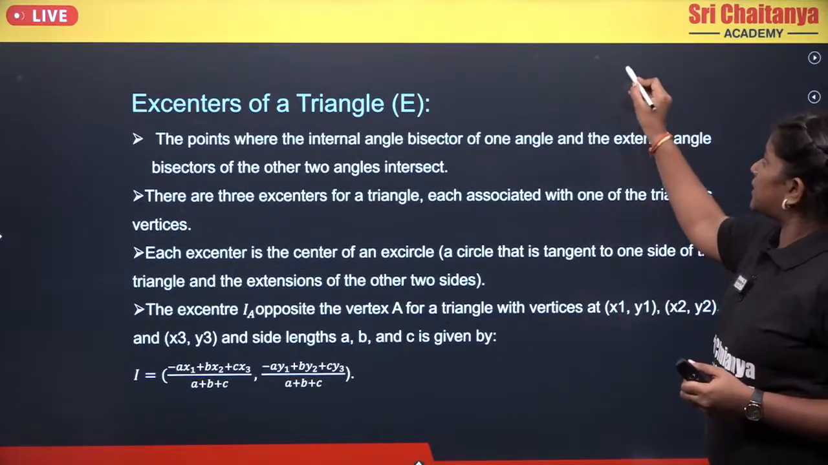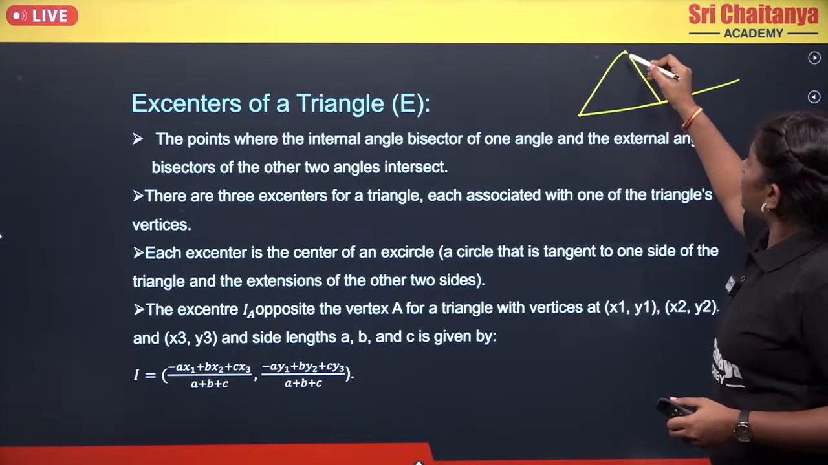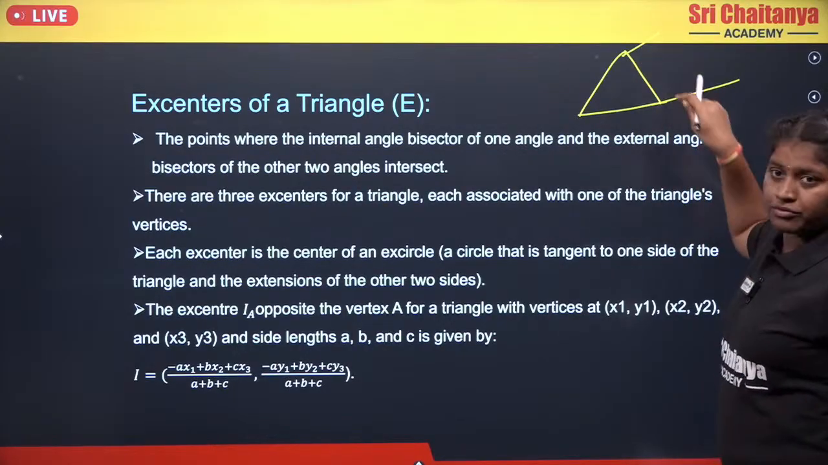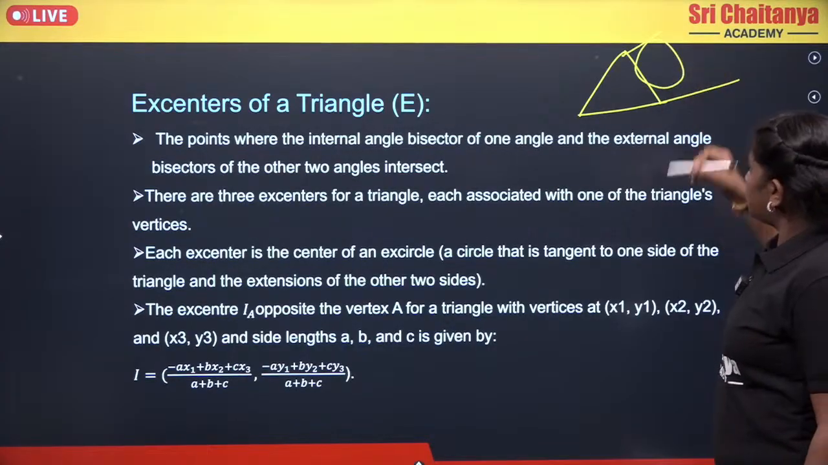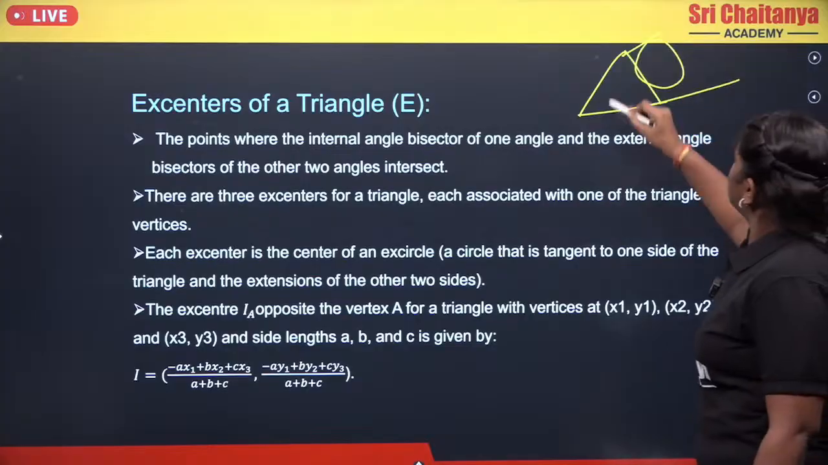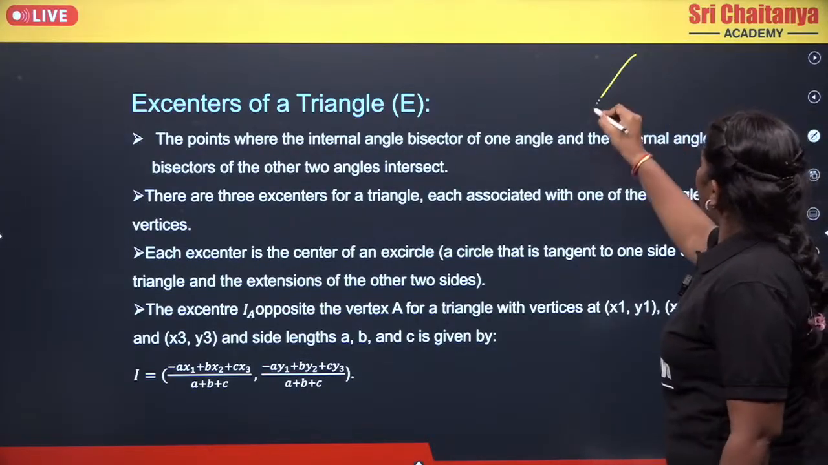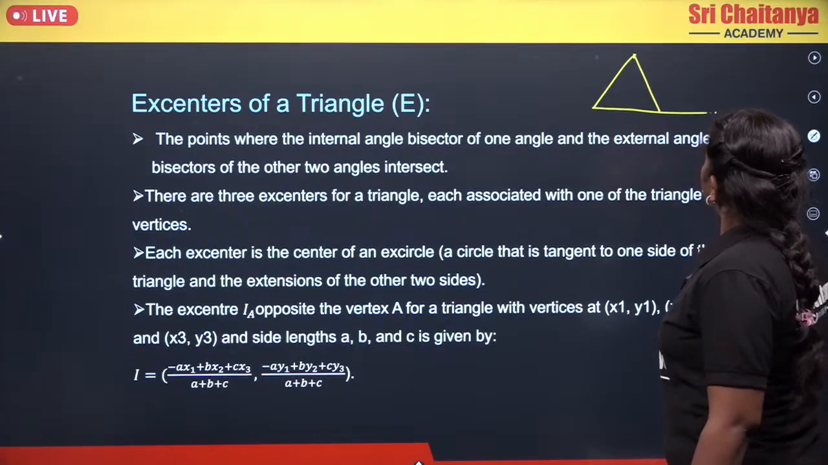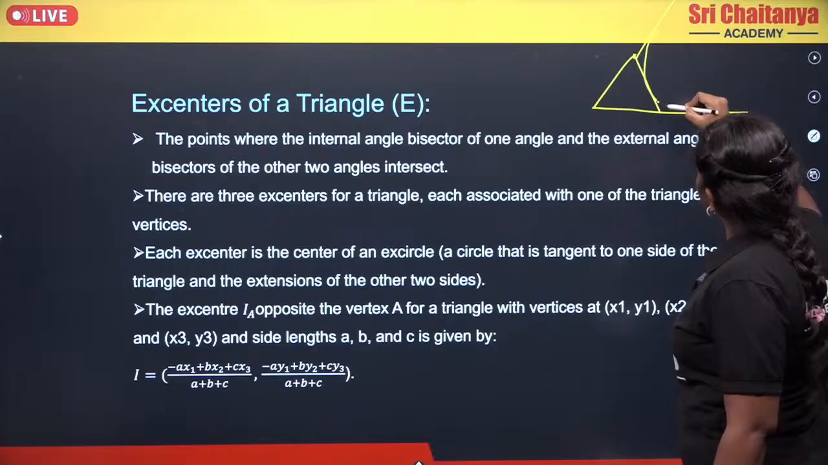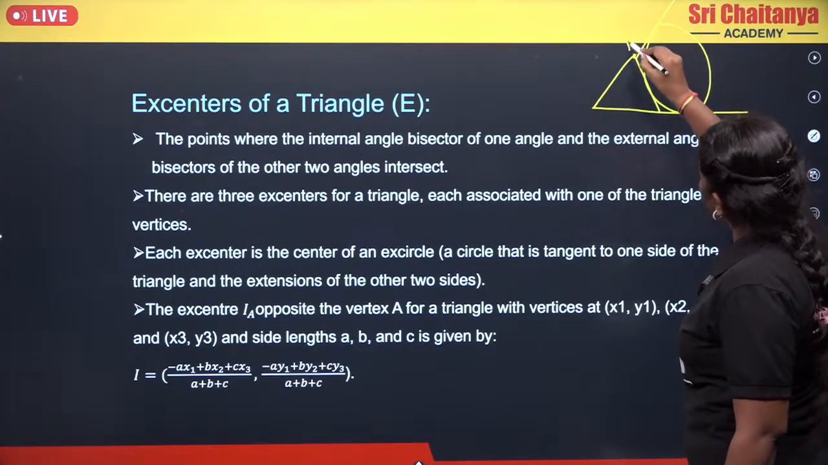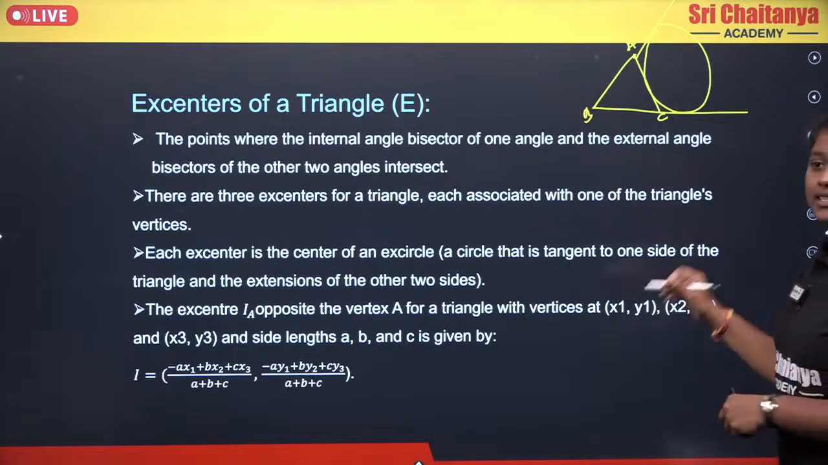So excenter is nothing but, here I am just extending two of the sides. Okay, so now I will have a circle. I am having a triangle here. Understood? And I will have a circle which is passing through the extension of these two sides, and it has one of the sides as the tangent. Okay.